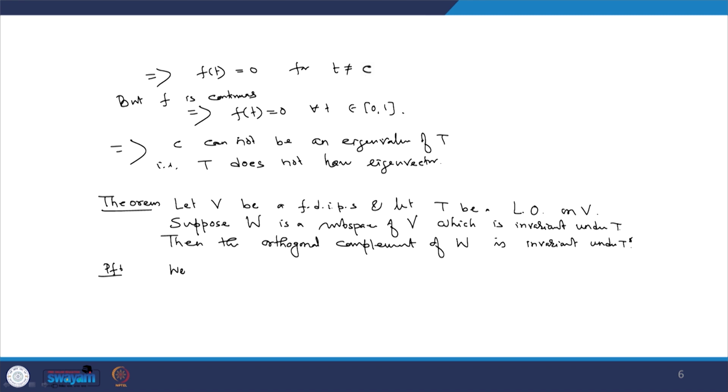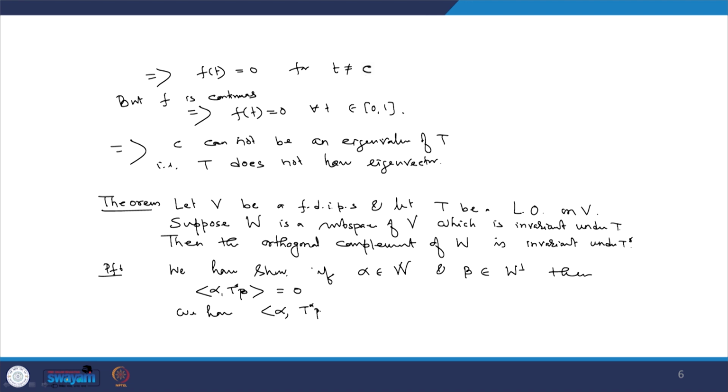We have to show that if alpha belongs to W and beta belongs to W complement, then inner product of alpha and T star beta is equal to 0, where T star is basically the adjoint of T. We have inner product of alpha and T star beta equal to inner product of T alpha and beta. Okay. So, this is equal to 0 since T alpha belongs to W, as W is invariant under T.